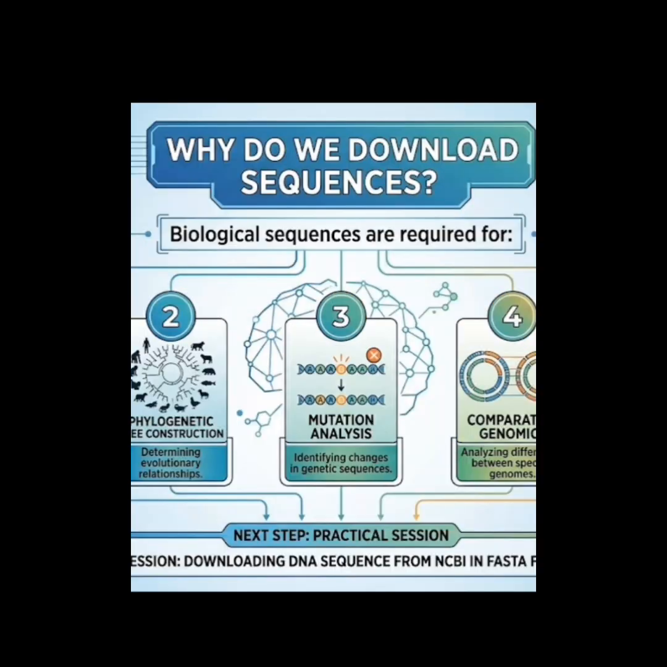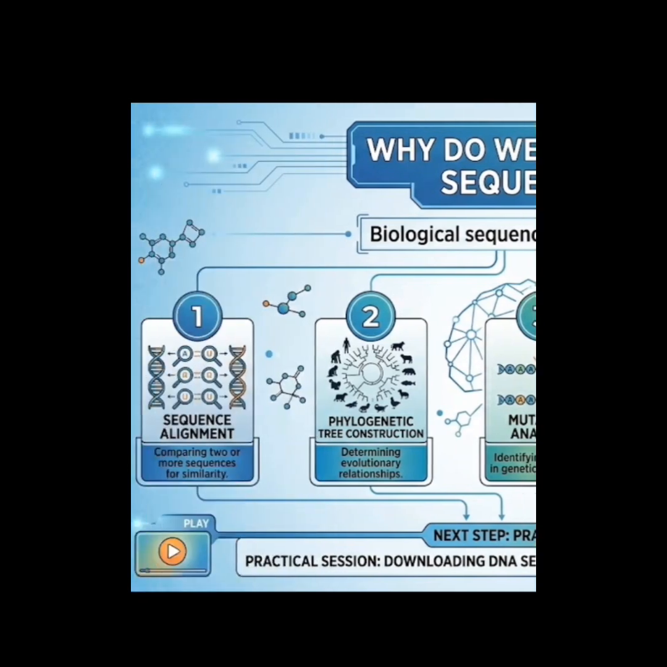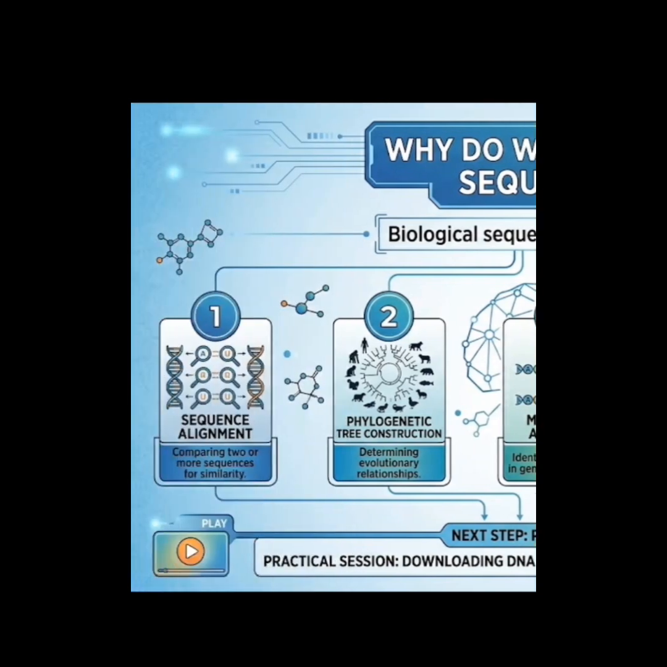Why do we download sequences? Biological sequences are required for sequence alignment, which has to do with comparing two or more sequences for similarities. They are required for phylogenetic tree construction, that is, to determine the evolutionary relationship.